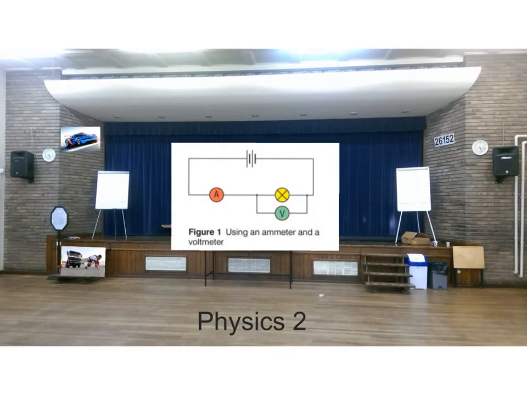The potential difference across a component in volts is equal to the work done or energy transferred in joules divided by the charge in coulombs. Resistance in ohms is equal to the potential difference in volts divided by the current in amps. Ohm's law states that the current through a resistor at constant temperature is directly proportional to the potential difference across the resistor.